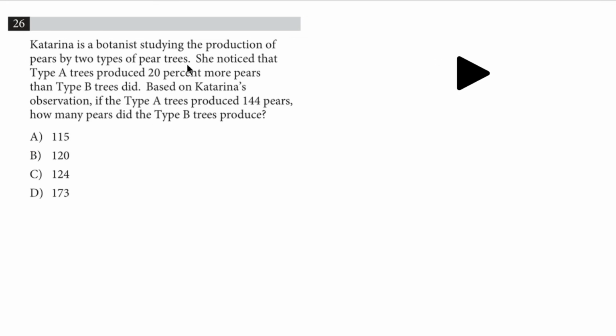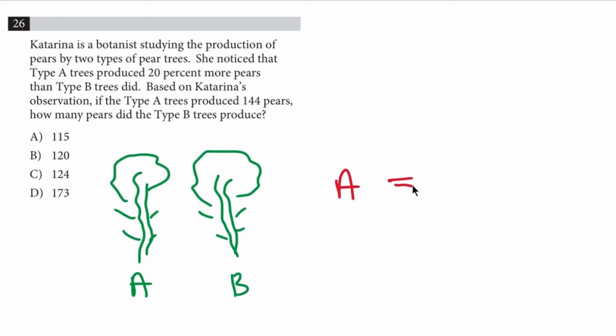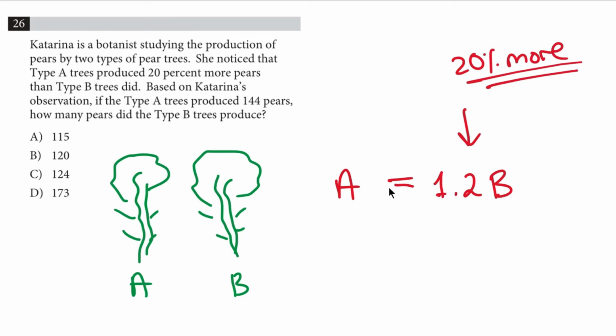Well, it says Katerina is a botanist studying the production of pears by two types of pear trees. She noticed that type A trees produce 20% more pears than the type B trees. So she's dealing with two trees, okay? And one of them is type A and the other one is type B. Now let's model this sentence right here. Type A trees produce 20% more pears than type B trees. So we will need to multiply type B by 1.2 to get A. That is 20% more.